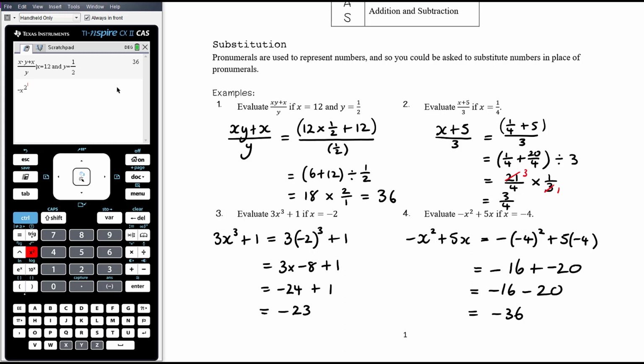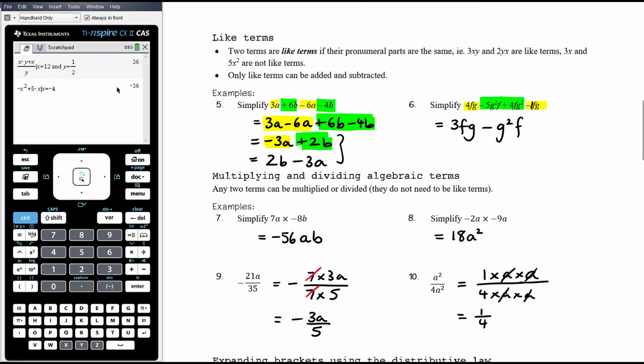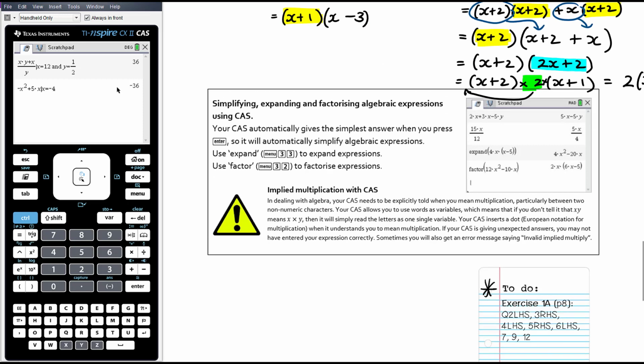If I type negative x squared plus 5x and then close a bracket, it'll assume I meant to put 1 at the beginning. And then given that x is equal to negative 4, it should verify that our answer is indeed negative 36. Okay, let's have a quick look at the other things highlighted in this box.